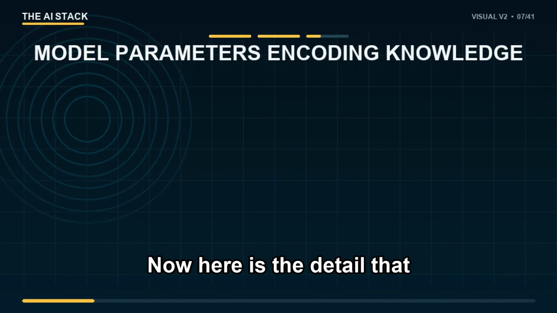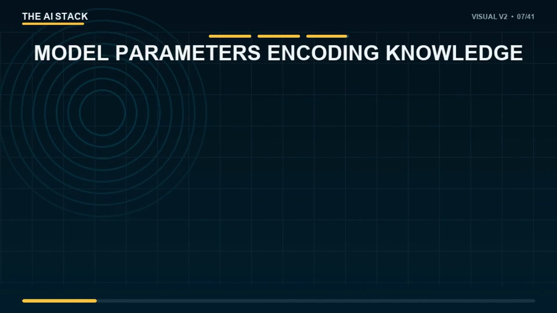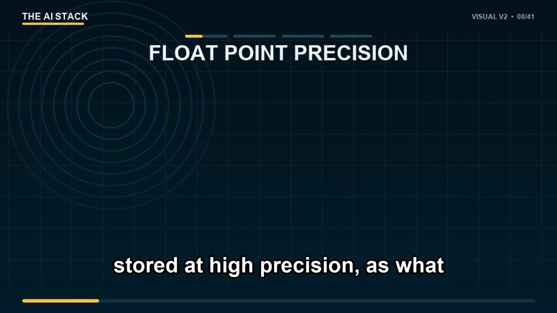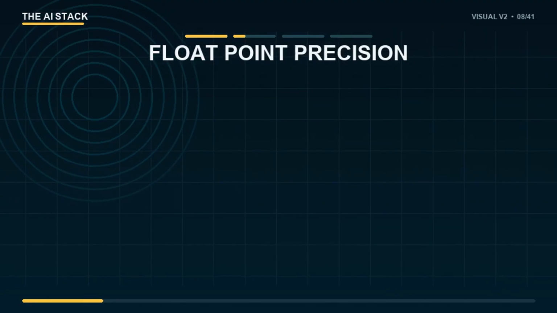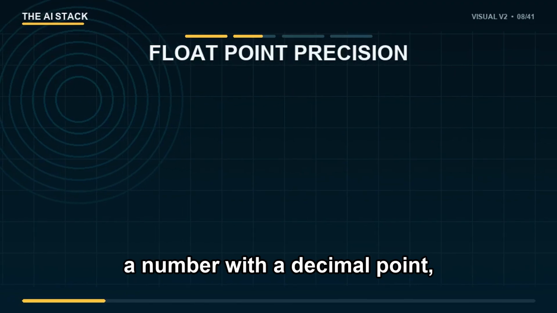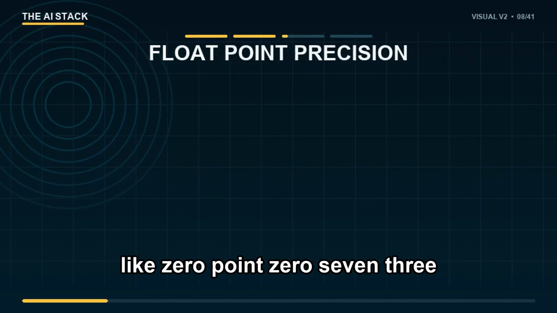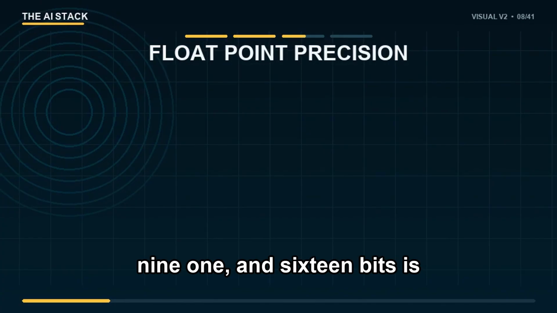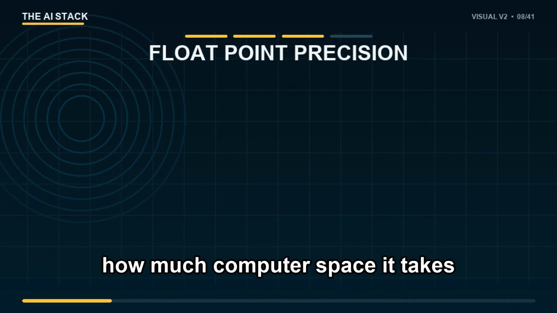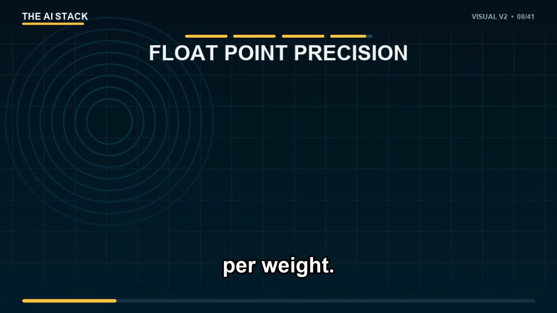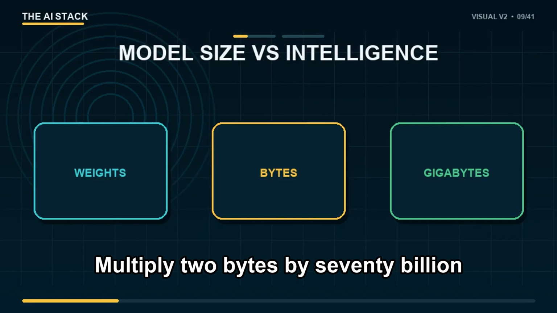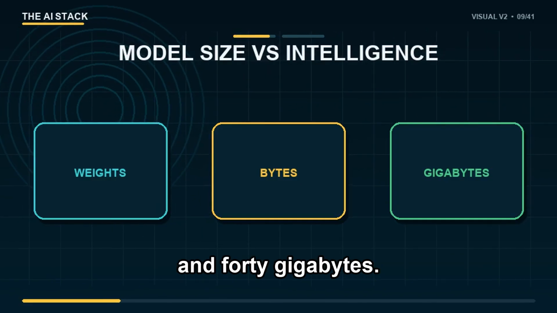Now here is the detail that unlocks the whole episode. Each of those numbers is normally stored at high precision as what is called a 16-bit floating point number. A floating point number is just a number with a decimal point, like 0.07391, and 16 bits is how much computer space it takes to write each one down accurately, which works out to 2 bytes per weight. Multiply 2 bytes by 70 billion weights and you get your 140 gigabytes.